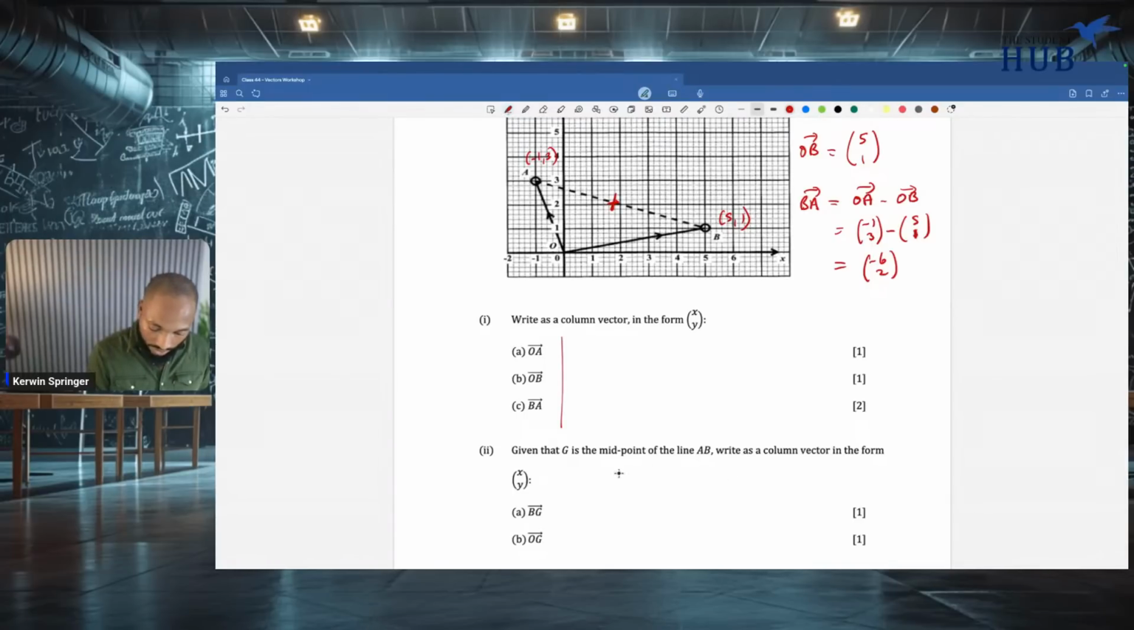So G is the midpoint, so BG must be equal to half of BA. Half of negative 6, 2. Half of 6 is 3, so negative 3, 1. So you go backwards 3 and you go up 1 and you'll get G. So G should be more like here. So that's G. So we can figure out that G is the point 2, 2.